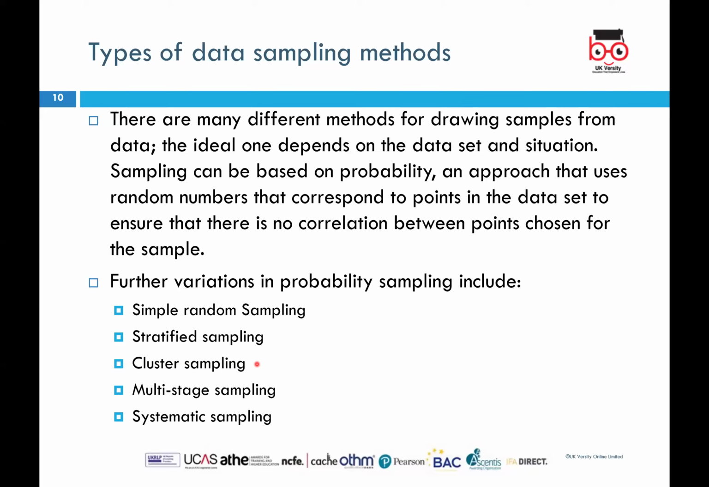Okay, and then there's multi-stage sampling. This is more complex. Multi-stage sampling and systematic sampling are more complex methods. With multi-stage sampling, you may have different random sampling methods. So you may have stratified sampling, and within that stratified sampling, you may have clustered sampling. So it's multi-stage sampling. Systematic sampling is that you go in a systematic way.